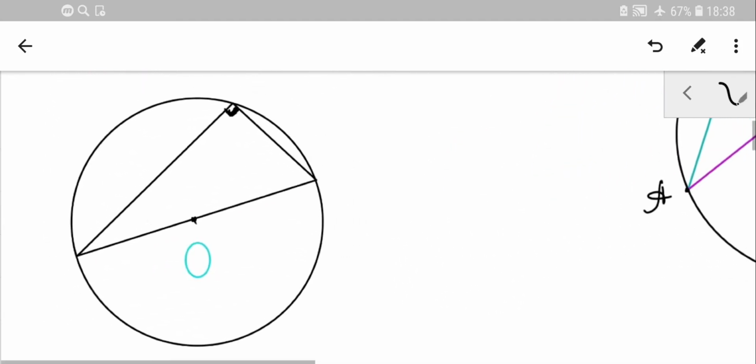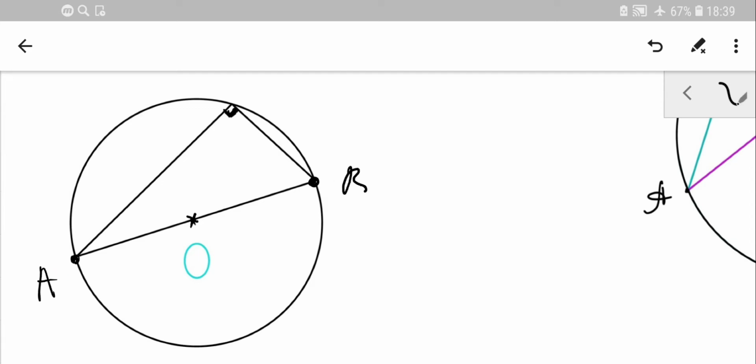Okay, so now let's go back to the inscribed angle, which lies on the diameter. So diameter basically is a chord that goes through the center. So for example, if you take 2 points so that the center also lies on the line AB, we'll get AB as a diameter. So AB is a diameter.